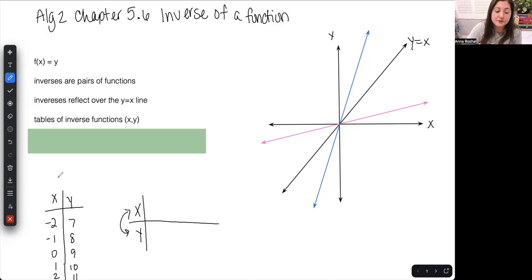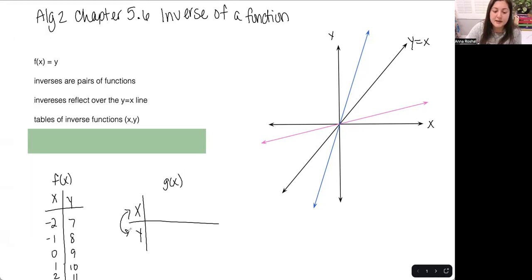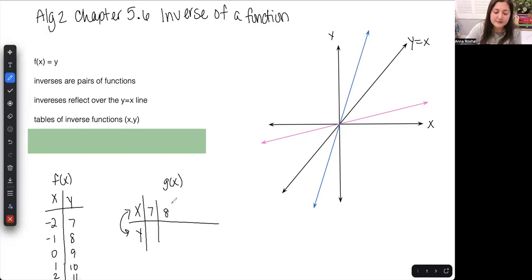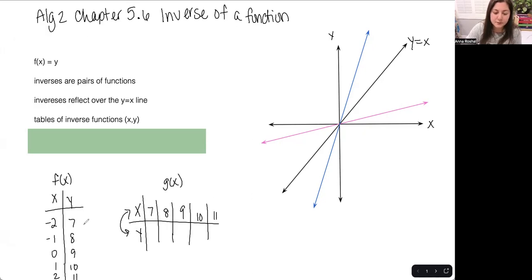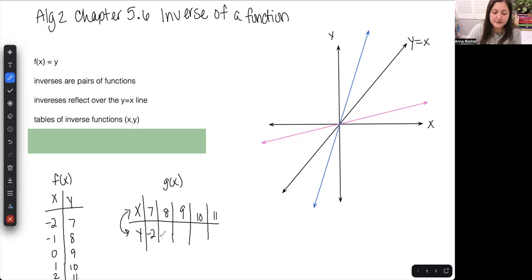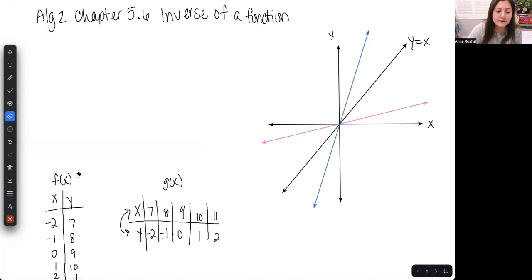So if this is my original function, let's say this is my f of x, my g of x, my other function, all the y values are going to plop into the x values, and all of the x values will plop into the y values. So I'm going to end up with -2, -1, 0, 1, 2. And that's how you know that those two functions are going to be inverses. So we really want to make sure that we have that bit covered.